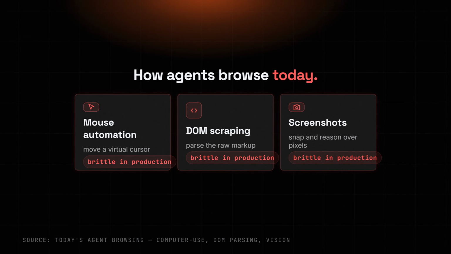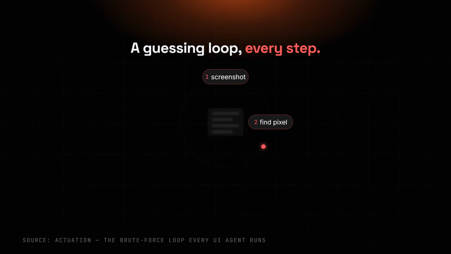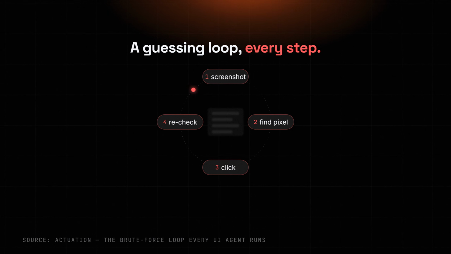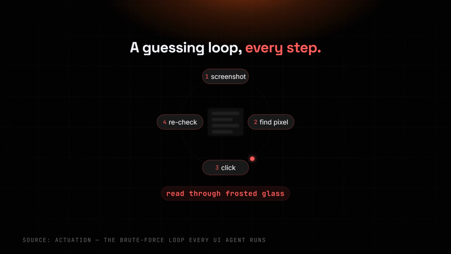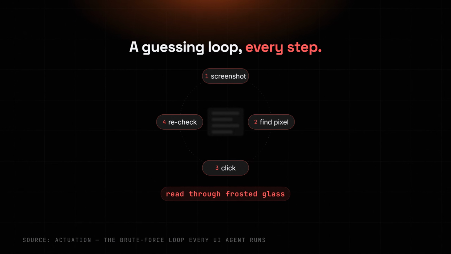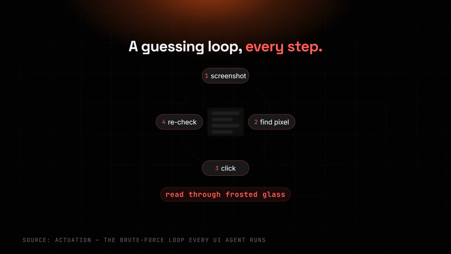It looks brilliant in a demo. In the real world, it is fragile. Because that whole approach is a guessing loop. People call it actuation. Grab a screenshot, find a likely pixel, click it, grab another screenshot, and check whether anything changed. The agent is reading your interface the way you would read a foreign newspaper through frosted glass.